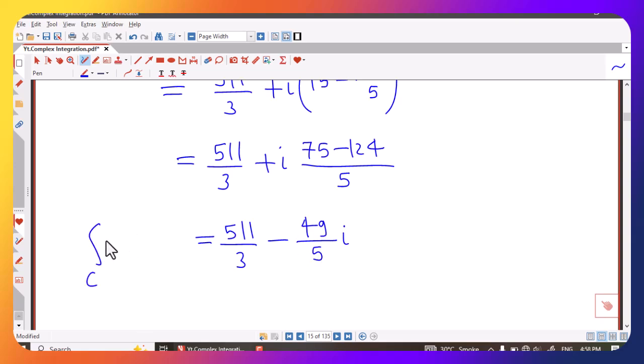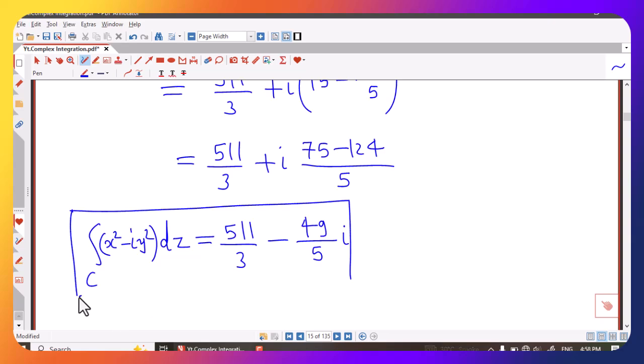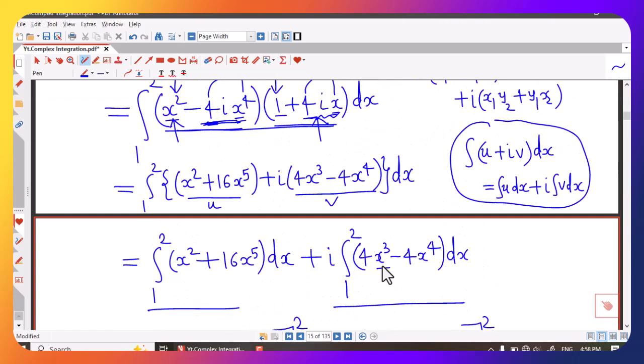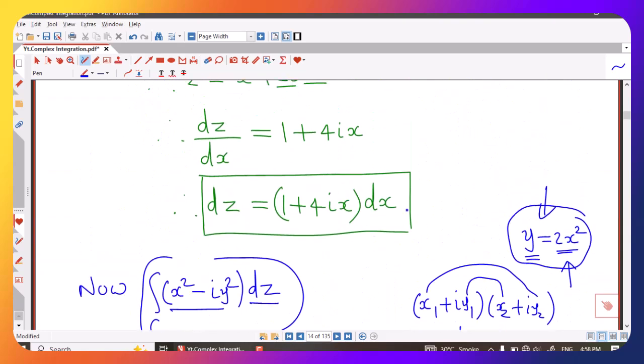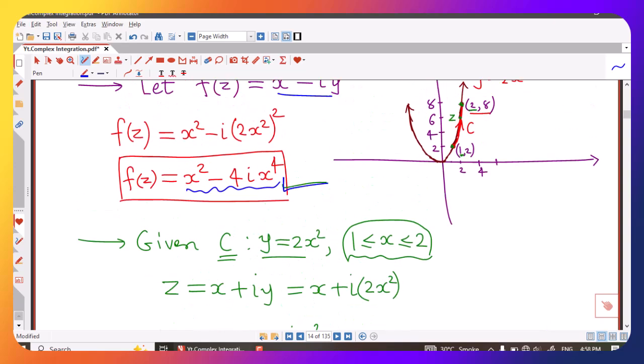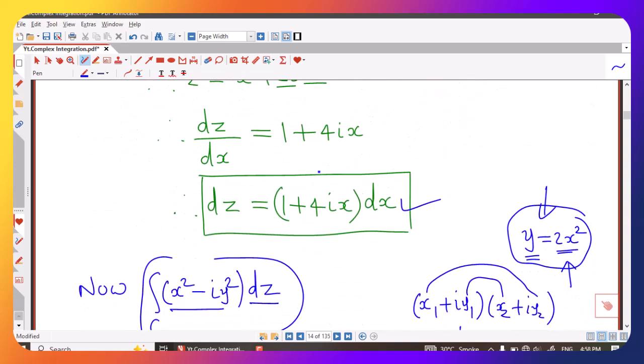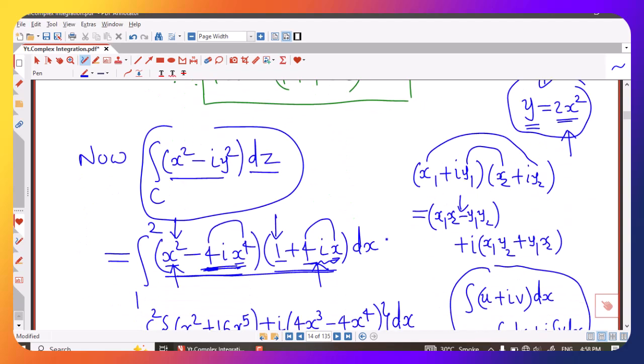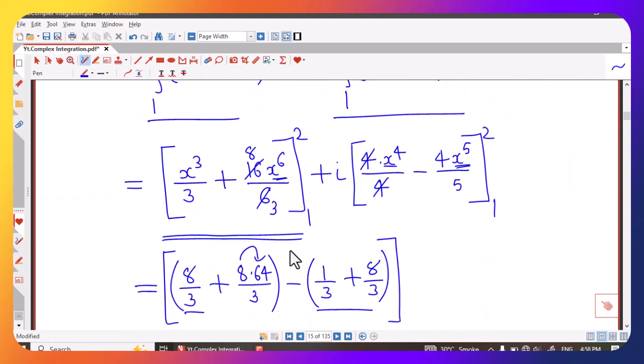This is the integral of x square minus i y square with respect to z, where c is the parabola y equal to 2x square from 1, 2 to 2, 8. So you can see up to this point we have converted all the given things, f of z and dz, in terms of x, and once we convert them in terms of x, then we have simple calculations here.